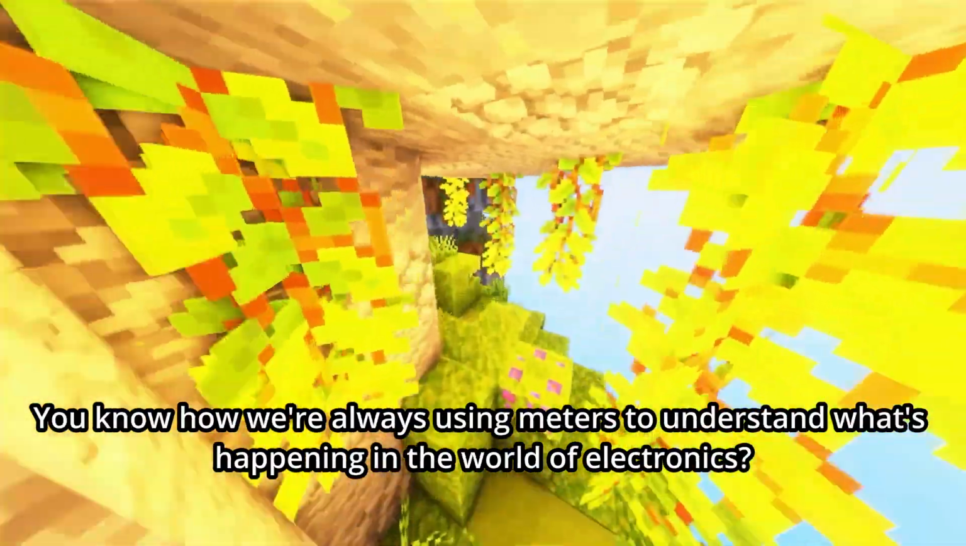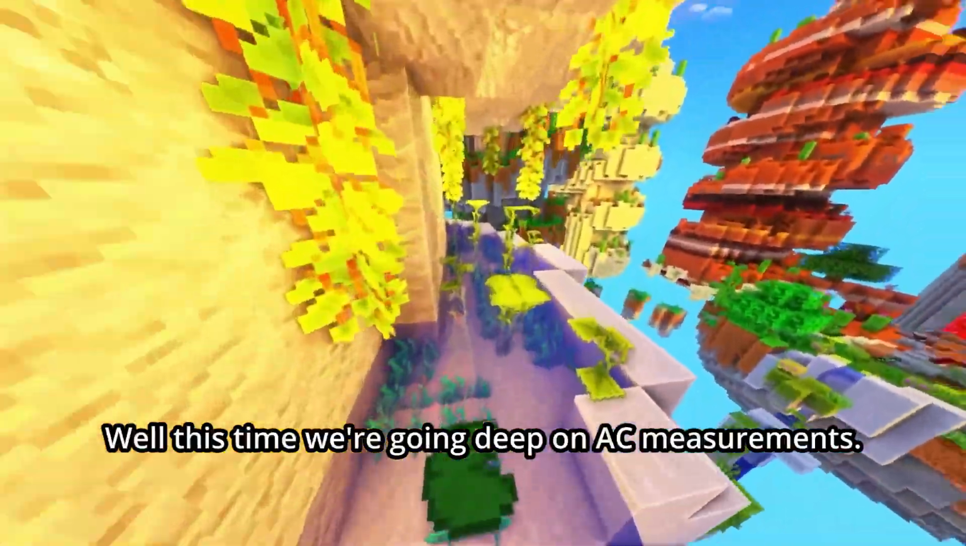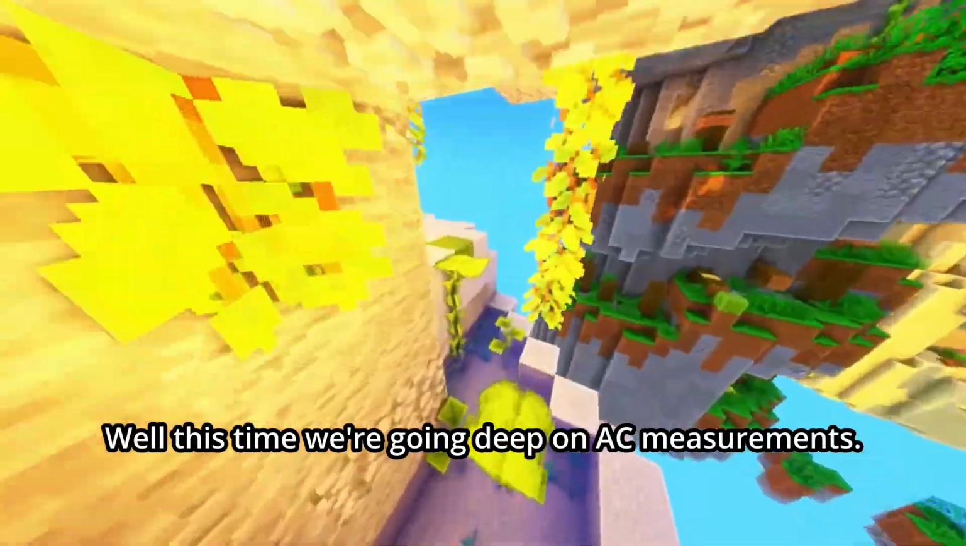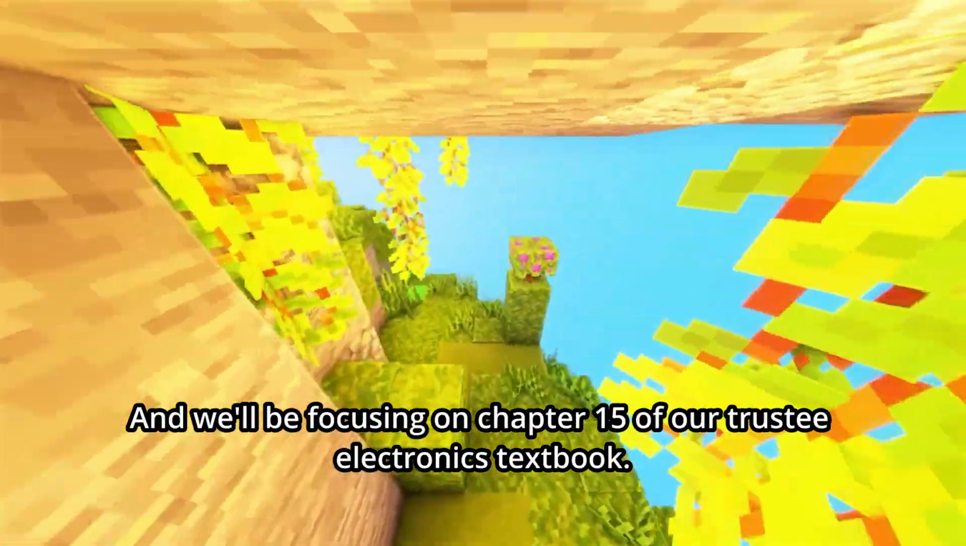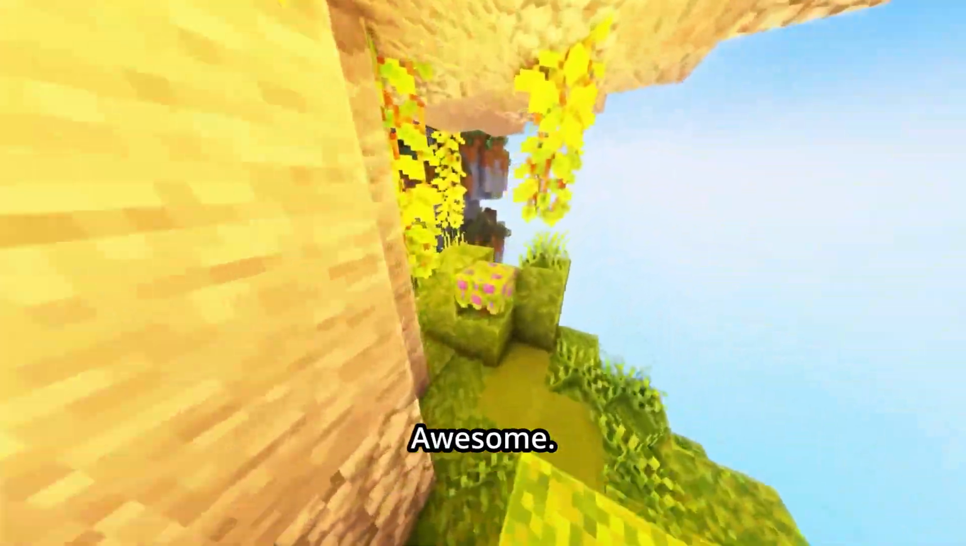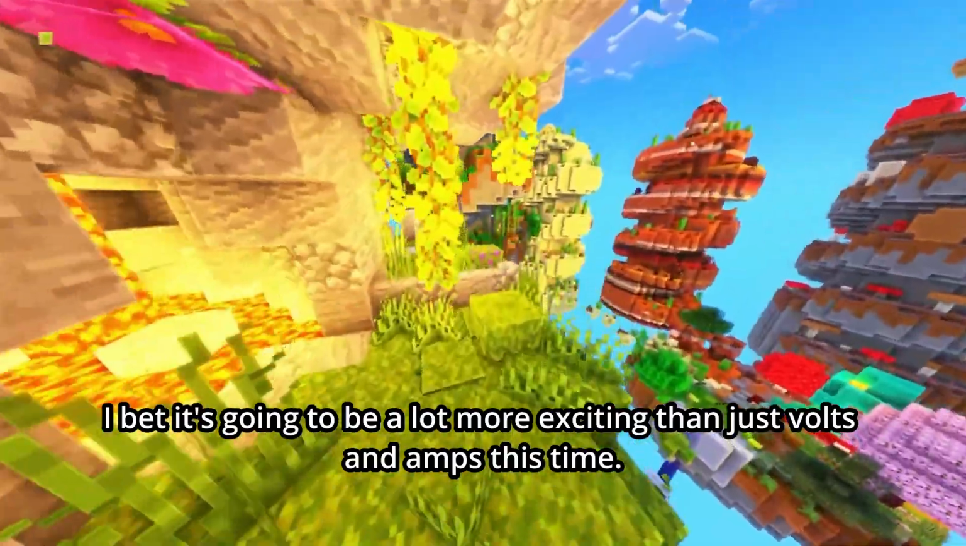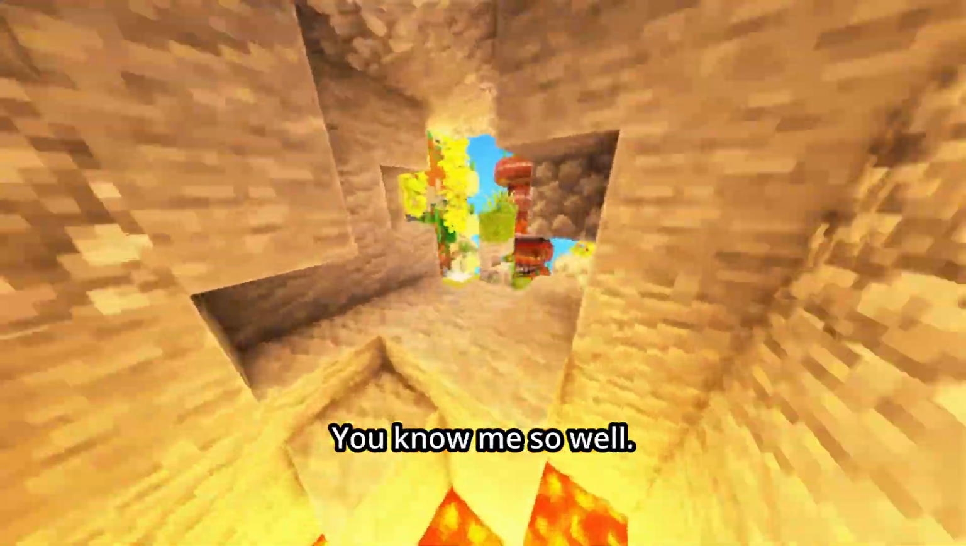You know how we're always using meters to understand what's happening in the world of electronics? Well, this time we're going deep on AC measurements, and we'll be focusing on Chapter 15 of our trusty electronics textbook. Get ready. It's going to be electrifying. I bet it's going to be a lot more exciting than just volts and amps this time.